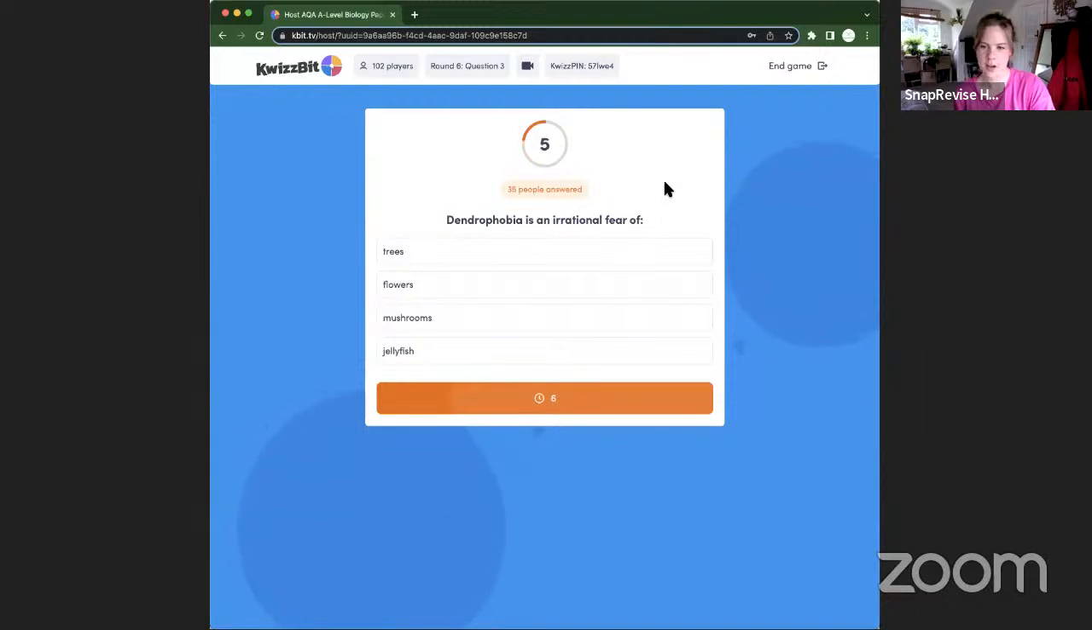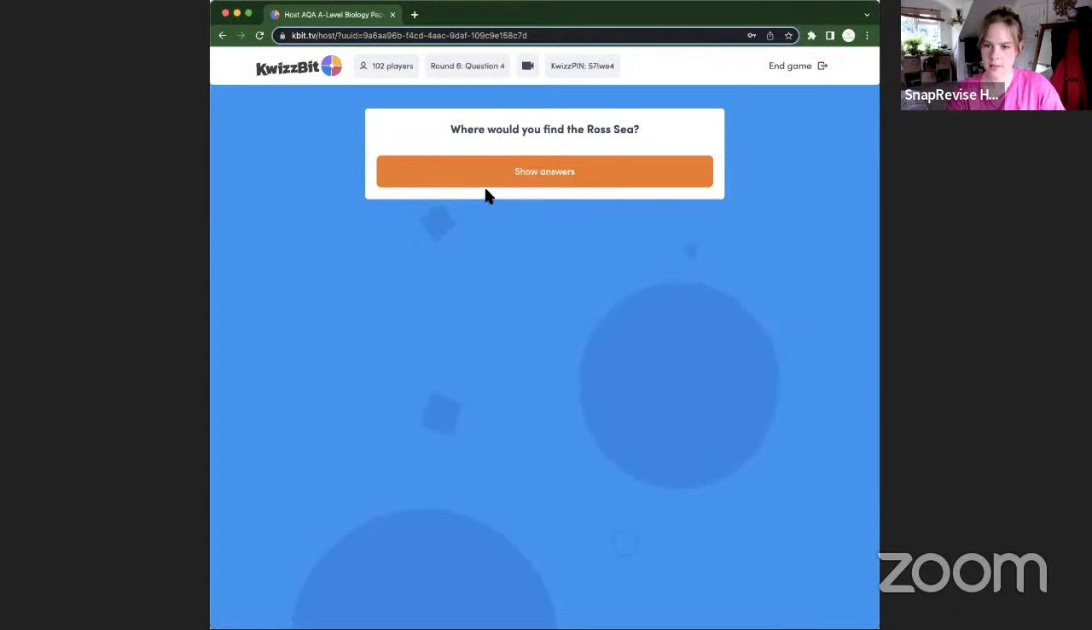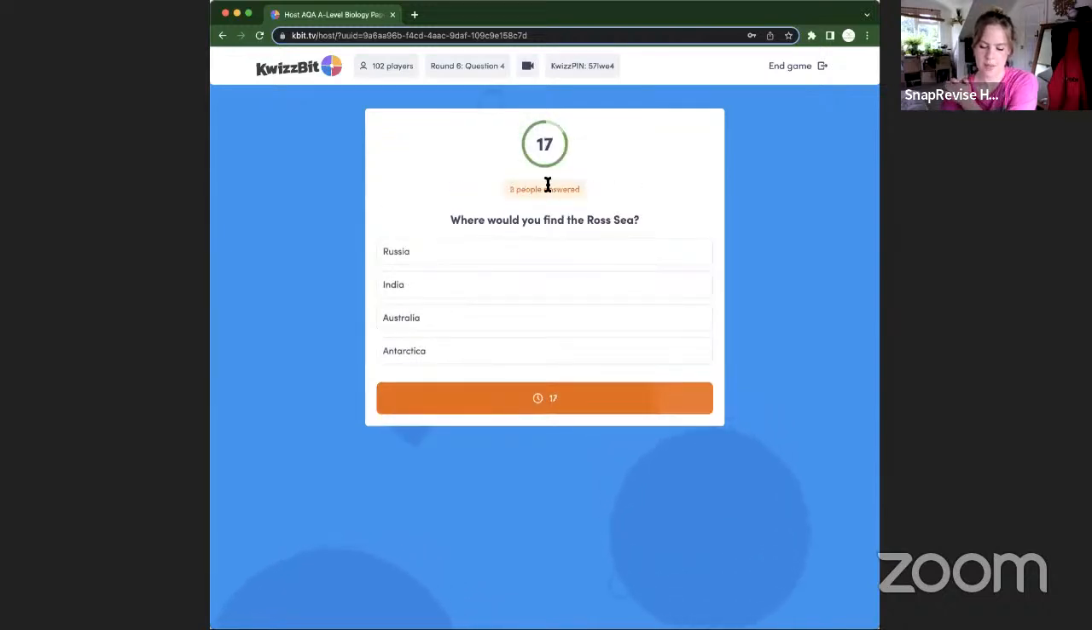Actually, I'd imagine this is quite a crippling fear to have. Dandruff. No, that's a fear of trees. Didn't know that that was something people were afeared of. Okay, where would you find the Ross Sea? Oh, Matt, you've got the opposite of dendrophobia. What, that'd be dendrophilia.